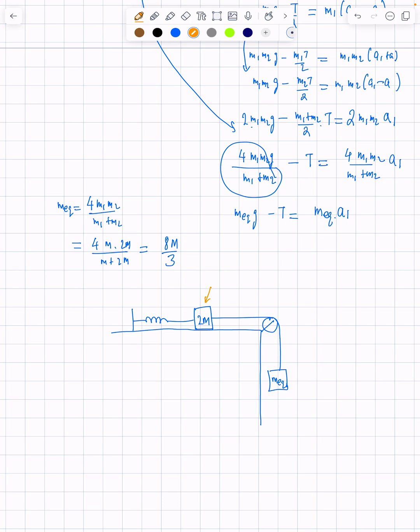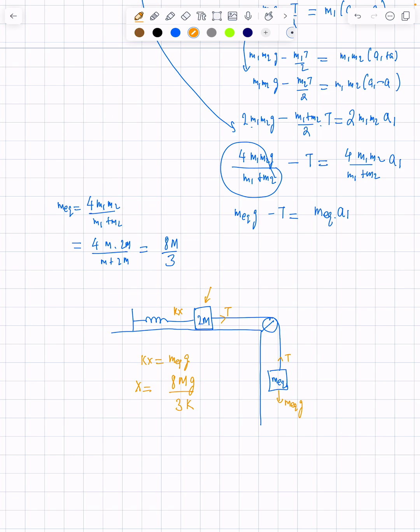So if it has to stay there, what it means is that the tension in the string has to balance the mg for this block, and it also means that this tension has to balance the spring force, which is kx. So kx is equal to m equivalent g, and then x is, and we found m equivalent is 8m over 3, so it is 8mg over 3k.